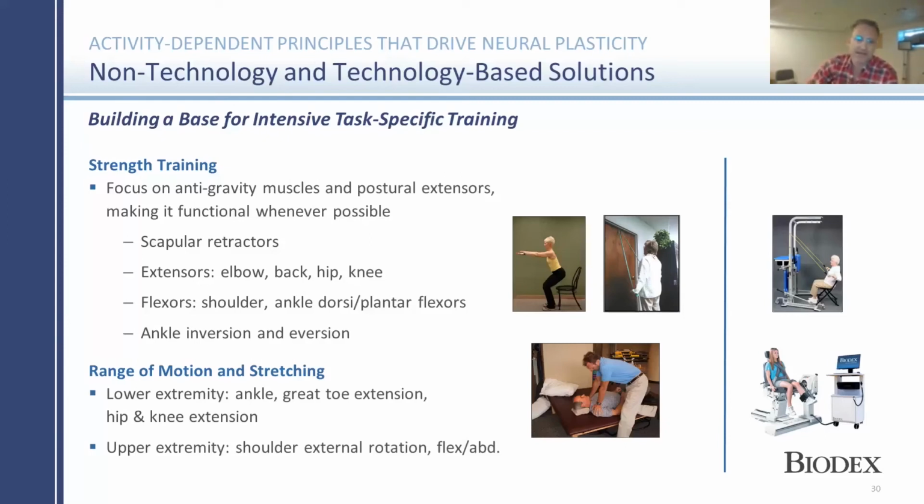You can focus in on ankle, great toe extension, hip and knee extension, and with the upper extremity, shoulder external rotation, flexion and abduction. And that makes sense because if you get a central nervous system disorder, your internal rotators are so tight and there's so many of them, you go into here because you get the pec major and the pec minor pulling that shoulder into internal rotation. So really getting them onto a mat and getting them stretched out and trying to make that as functional as possible. Well, how can we do that?